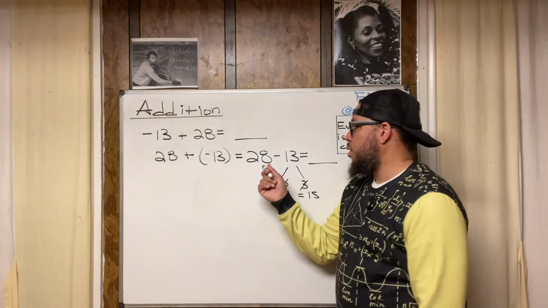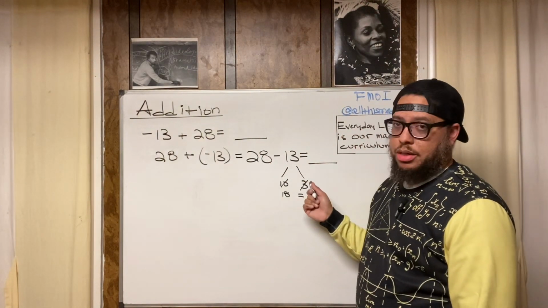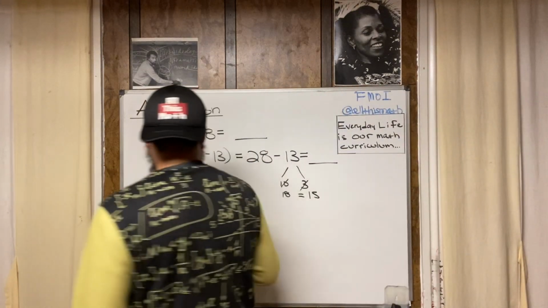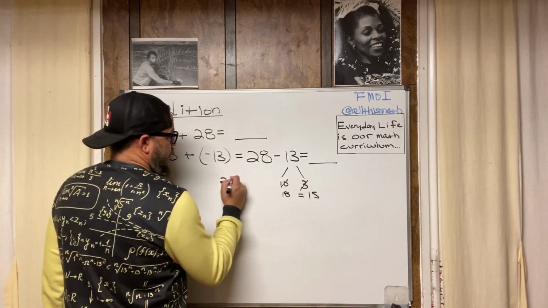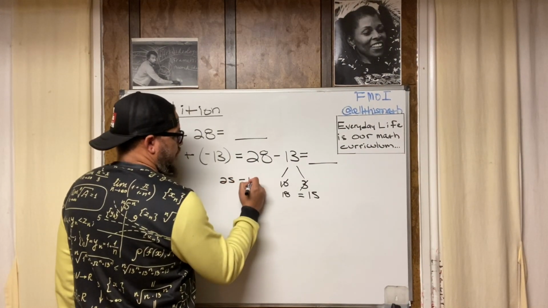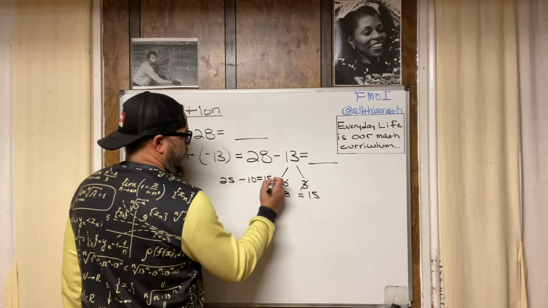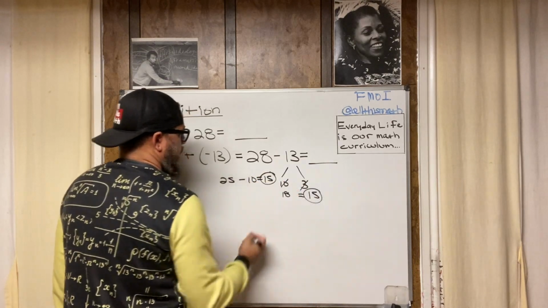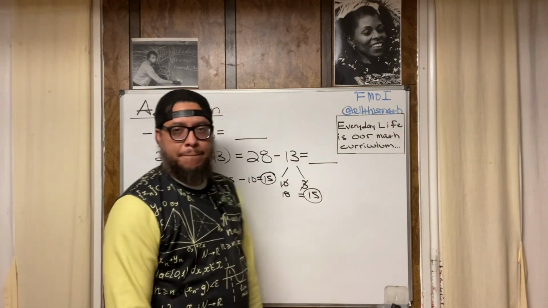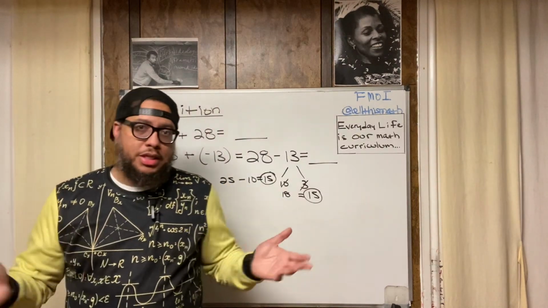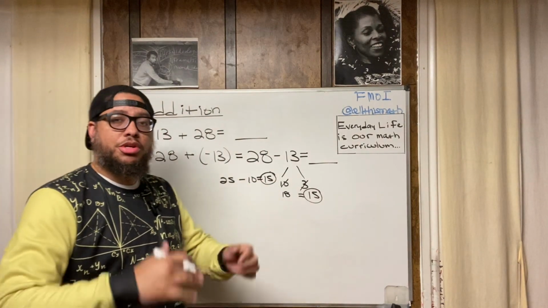You might have said, well, what if I did 28 take away 3? And that gave me 25. And then you do the 25 take away 10, which gives you 15. There are so many different ways to get 15. There are so many ways to get answers in math, right? You should familiarize yourself with all of them.